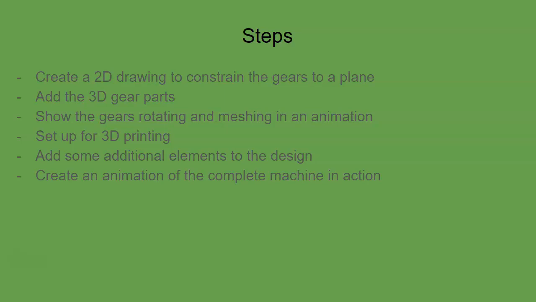Then we set up for 3D printing to print our gears, and then we added some additional elements to the design, which I didn't really show you, but designing shafts and base plates and knobs and stuff is something that a typical 3D design SolidWorks person can do. Hopefully, if you need a different video for that, you can find it elsewhere. And then we created an animation of the complete machine in action. And it really shows the power of SolidWorks to be able to do all of this stuff. I think it's pretty amazing.